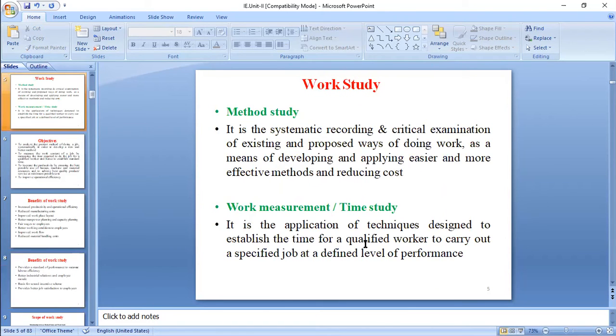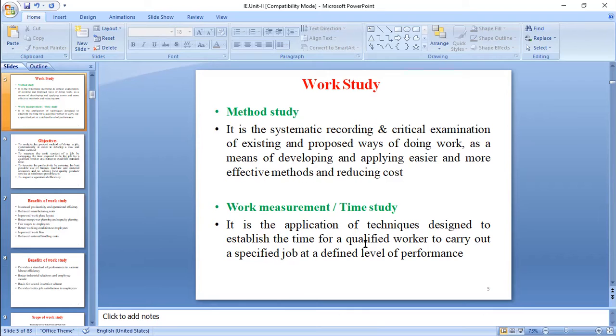Now, as we know, work study is divided into two parts. The first one is method study, and the second one is work measurement, or you can say time study. Method study is nothing but a systematic recording and critical examination of existing and proposed ways of doing work as a means of developing and applying easier and more effective methods and reducing cost.